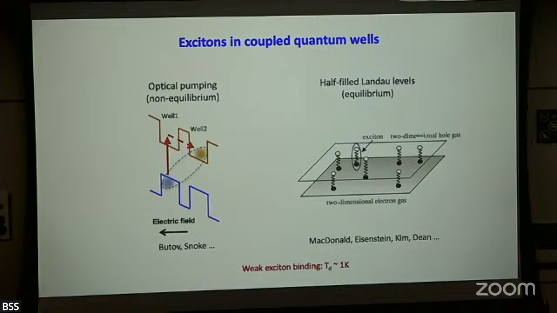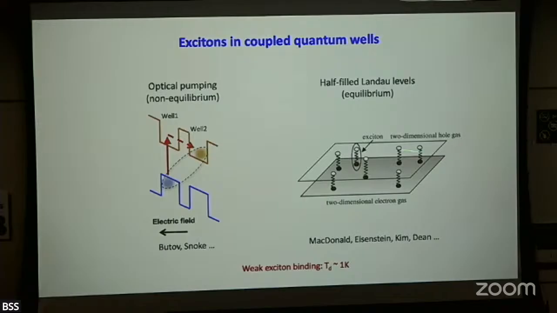Another example is also two quantum wells, which could be conventional gallium arsenide and other semiconductors, or could be graphene. You can turn on a magnetic field, and each layer is at half-filled Landau levels. So you can look at it as one layer being electron and the other layer being hole. So this is effectively some kind of an exciton.